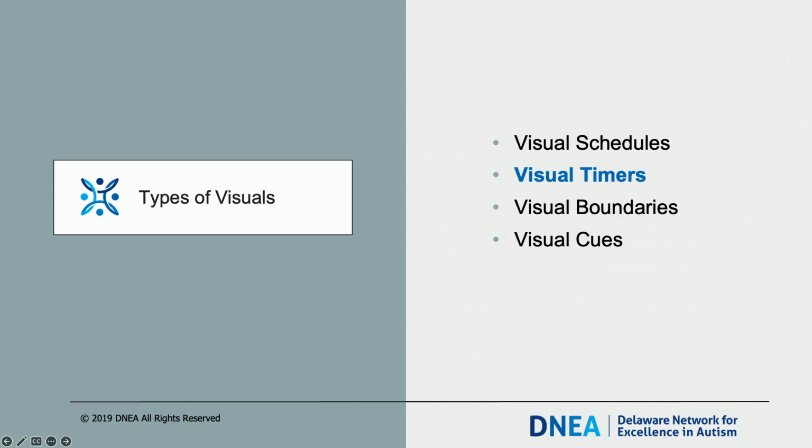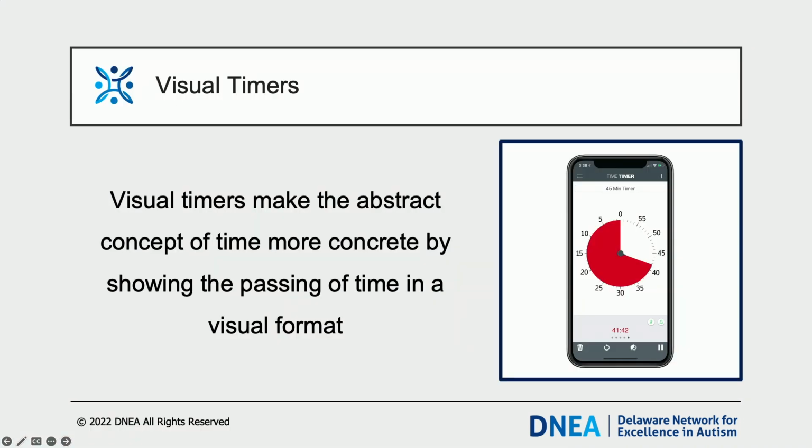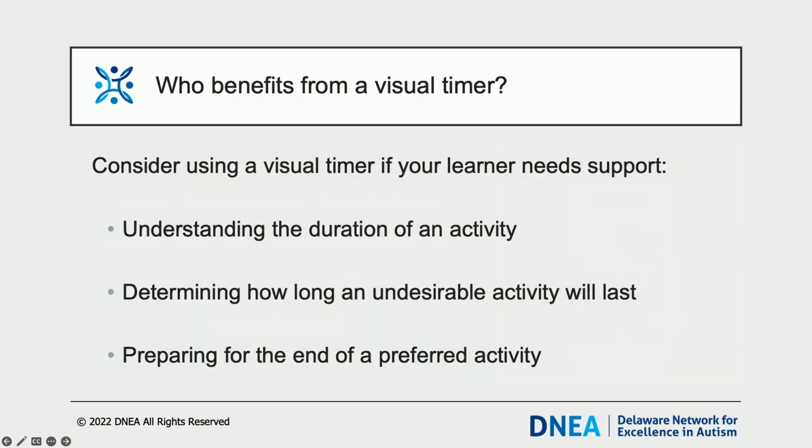Now, let's talk about visual timers. Visual timers help to transform an abstract concept like time into a more concrete form that can be seen. Visual timers can be used to create predictability around desirable and undesirable activities. You might also consider utilizing a visual timer if you feel like the individual needs support with understanding the duration of an activity, determining how long an undesirable activity will last, and preparing for the end of a preferred activity.